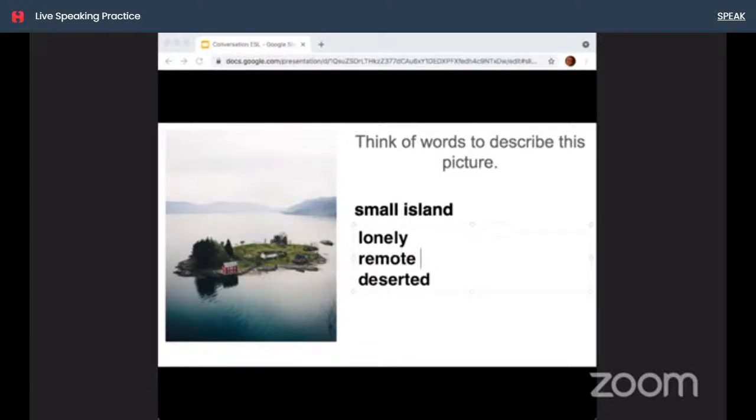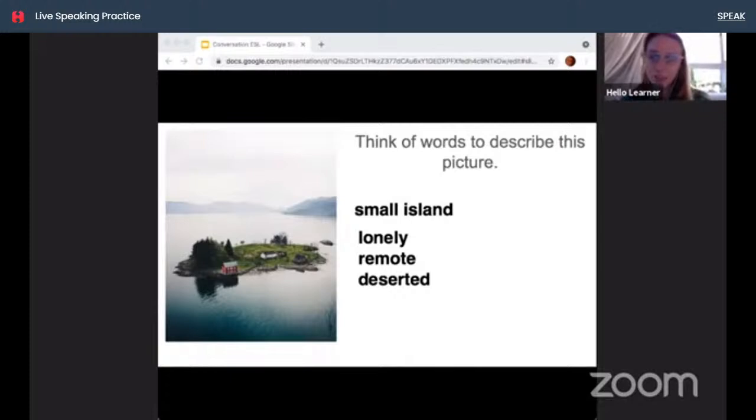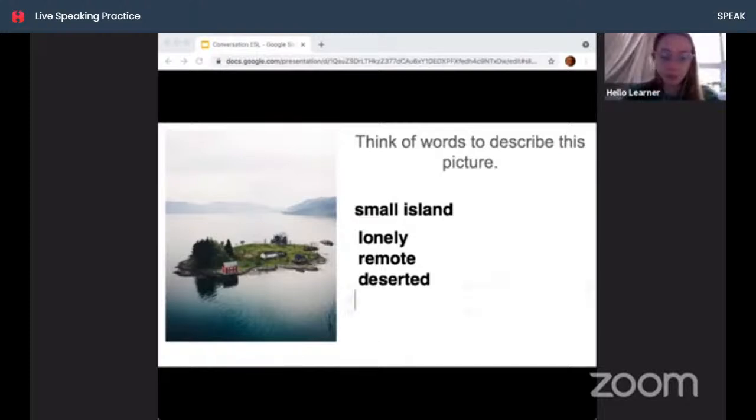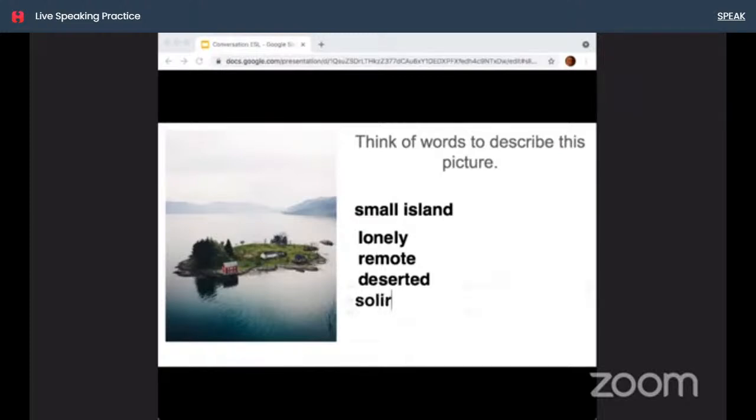Excellent. Great vocabulary. So yeah, it could be remote. It's very distant, difficult to get to. Looks like you'd have to take a boat to get there. Excellent. Does anyone else have any? Solitary place. Excellent. Solitary. Yeah. Great word. Excellent. Great words coming out. Sangeeta says it's cut off from the world.